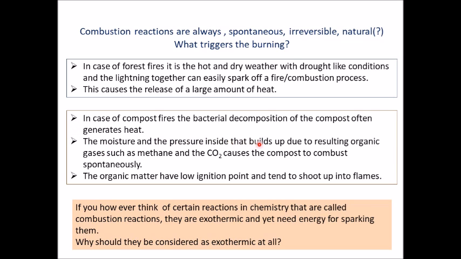The moisture and the pressure inside build up due to the resulting organic gases such as methane and carbon dioxide, which causes the compost to combust spontaneously. The organic matter has a low ignition point and tends to shoot up into flames. Now comes a question. What is ignition point? Let us continue. If you, however, think of certain reactions in chemistry that are called combustion reactions and they are exothermic and yet they need energy for sparking them, why should it be then at all exothermic? It could have been considered as endothermic.